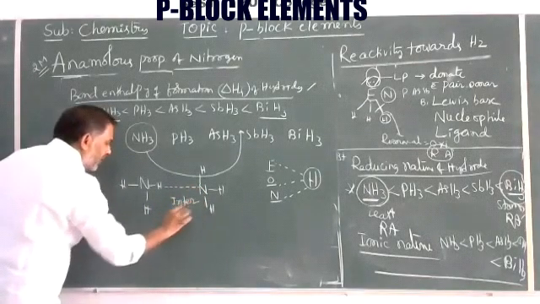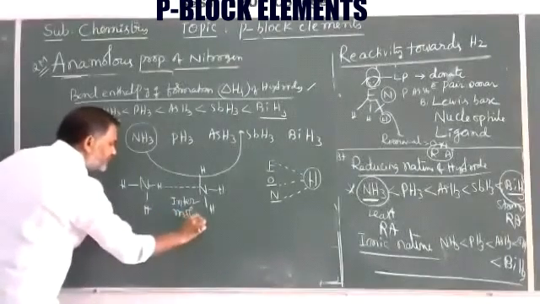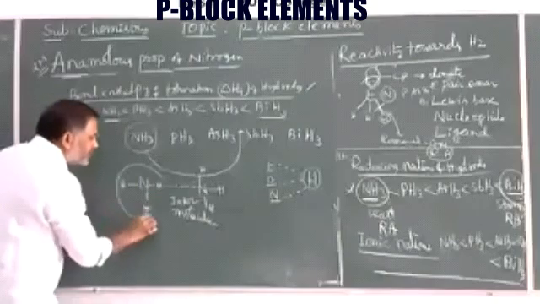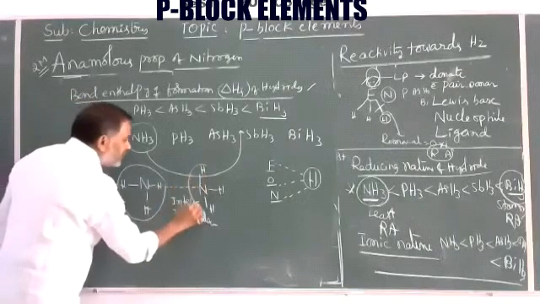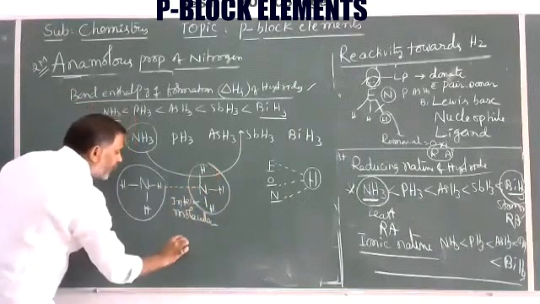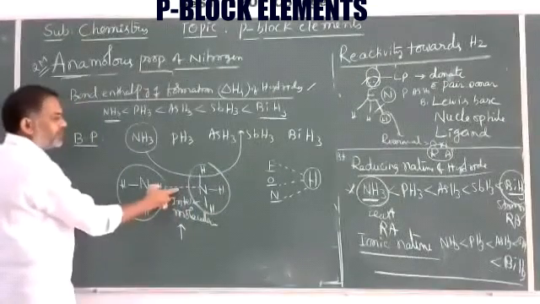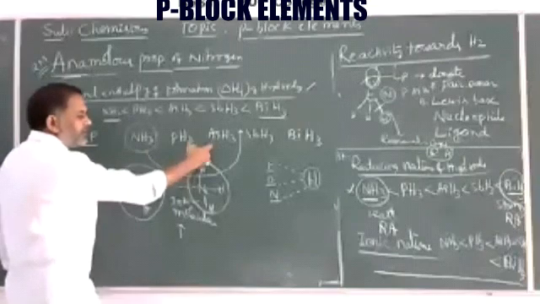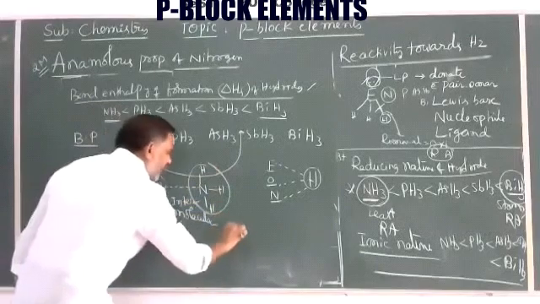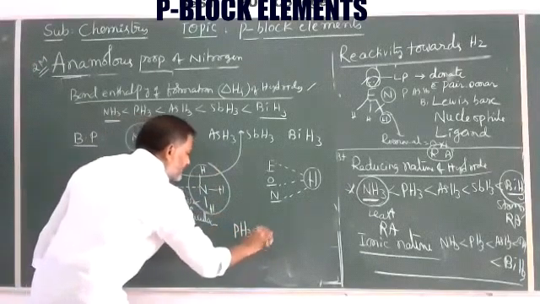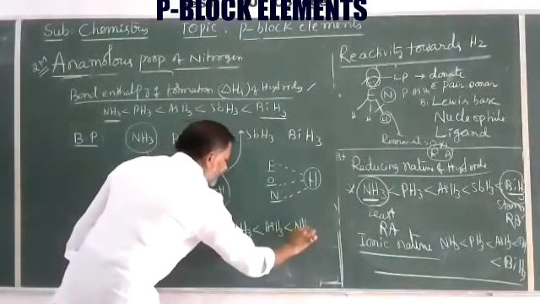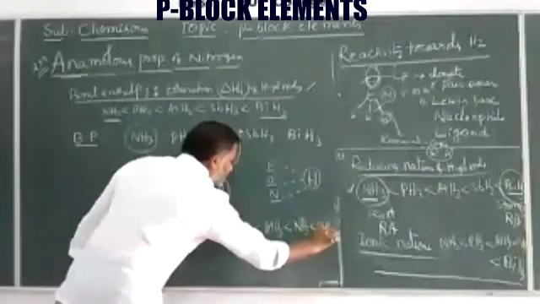intermolecular hydrogen bonds. Due to the presence of intermolecular hydrogen bonds, the strength between molecules is more. Attractive forces are more. To vaporize this, more temperature is required compared to phosphine and arsine. That's why the correct boiling point order is PH3 is less than AsH3 is less than NH3 is less than SbH3.